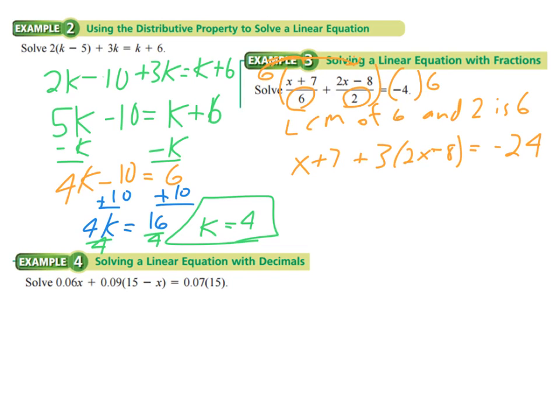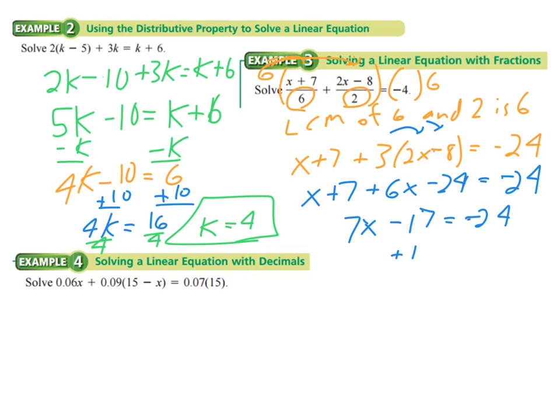At this point I just need to clean up my left side a bit. So distribute this 3 across. So we get x plus 7 plus 6x minus 24 equals negative 24. It's a little tempting to just add that 24 to both sides, but I'll go ahead and solve this more normally. So x and 6x makes 7x. 7 and 24 makes minus 17.